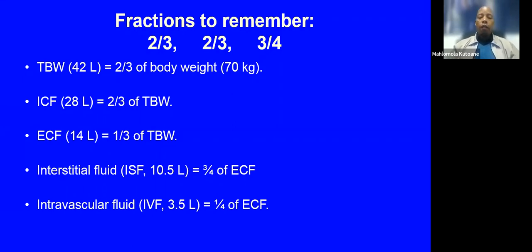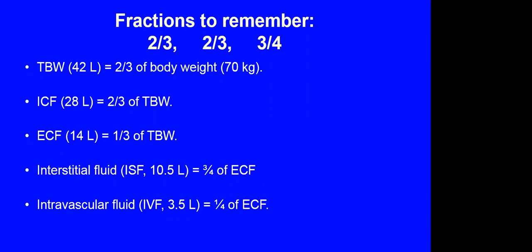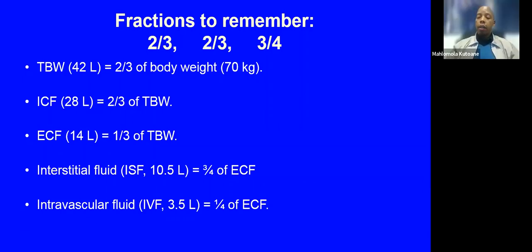and the interstitial fluid is 10.5 liters, which is 3/4 of the extracellular fluid, and the intravascular fluid is 3.5 liters, which is simply 1/4 of the extracellular fluid.